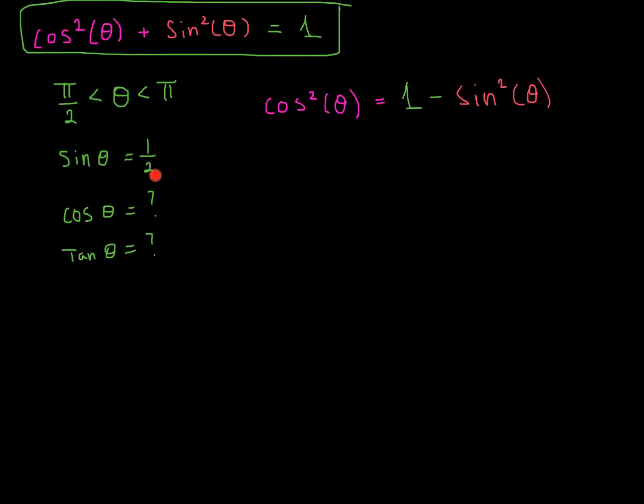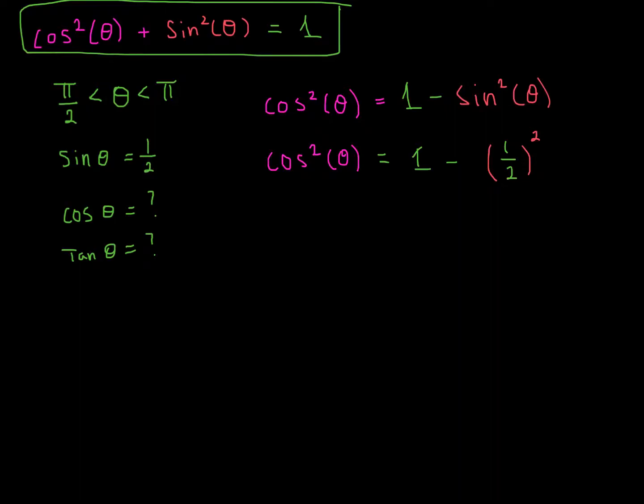And we know that the sine of theta is 1/2. So this is where there might be a little confusion here. How do I deal with this square? Well, remember that sine squared means that I'm taking the sine of theta and squaring the whole thing. So this is going to be equivalent to 1 minus, and the sine is 1/2, and I'm squaring it.